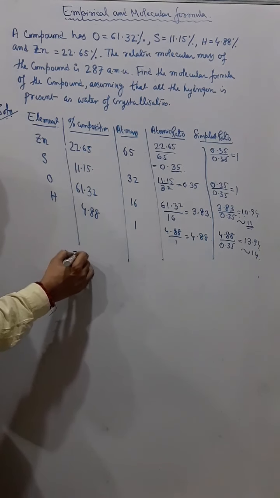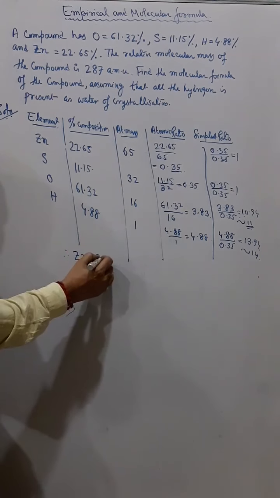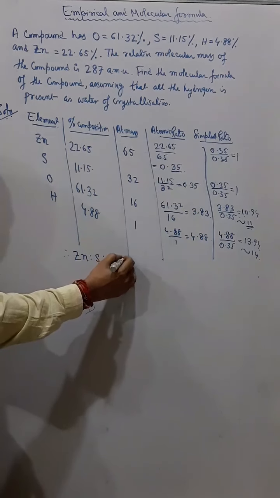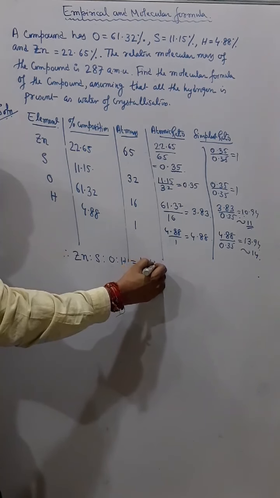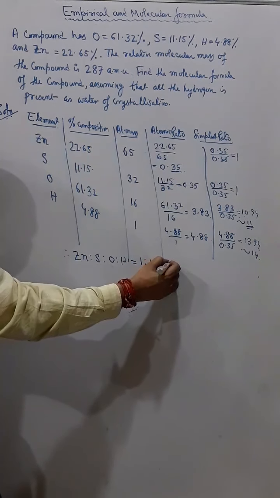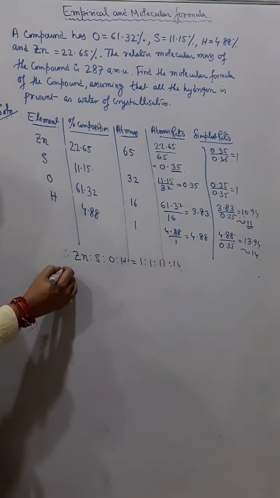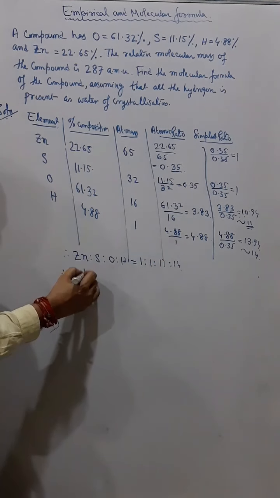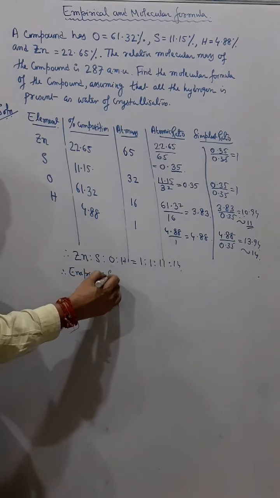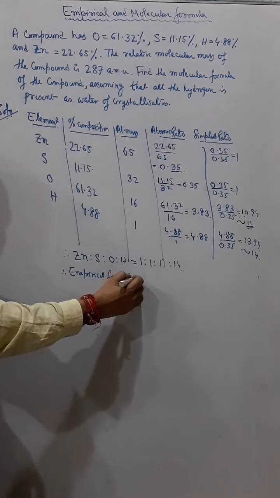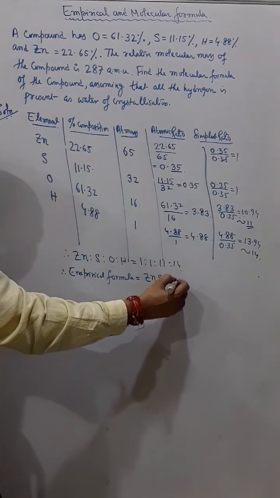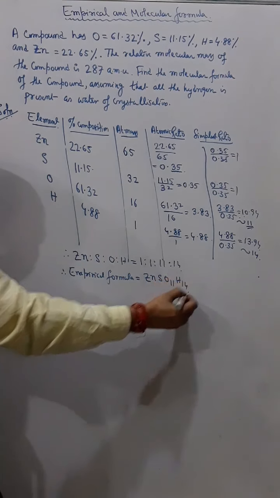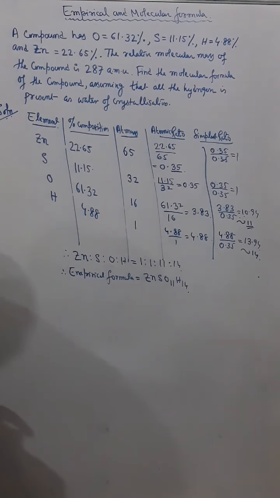Now we can say Zn is to S is to O is to H is equal to 1 is to 1 is to 11 is to 14. Therefore the empirical formula will be ZnSO11H14. This one will be our empirical formula. Now we have to find the molecular formula.